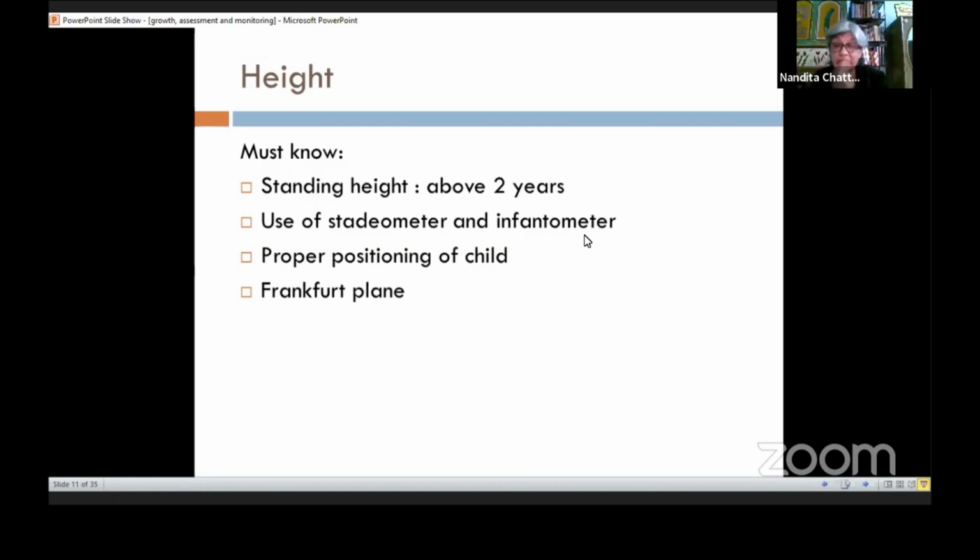What is the Frankfurt plane? A catch question in the exams. Frankfurt plane is a line which is drawn from the tragus of the ear to the angle of the eye. And if this line is horizontal, the head is straight.